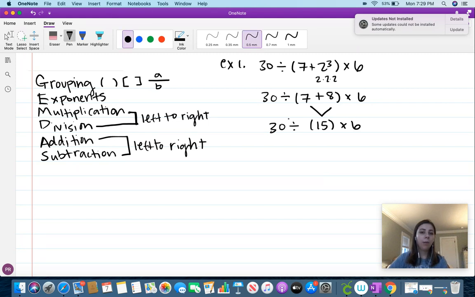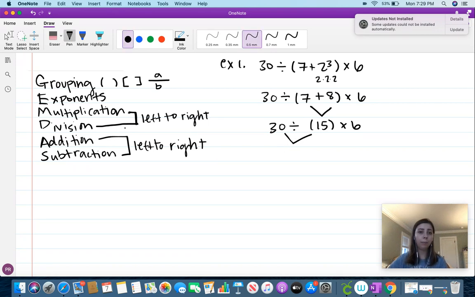All right, now I've done my grouping. I don't have any more exponents. So now I can move on to multiplication and division from left to right. So what I do is I take my pen or pencil and I go across the problem and I look for multiplication or division. Whichever I hit first is what I'm going to do first. Well, it looks like the first thing I see is division. So that means that's what I'm going to do first.